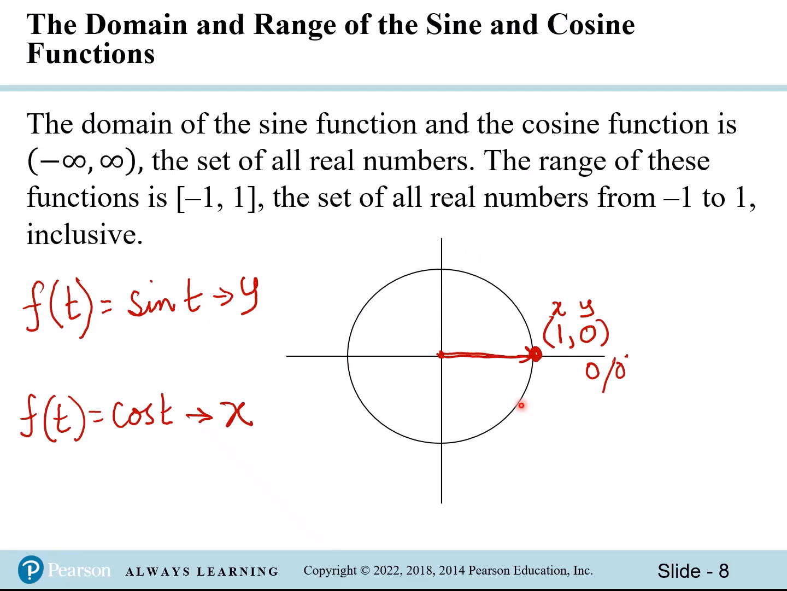The next angle on the axis is pi over 2 radians, or the 90-degree angle. What are the coordinates at this point?